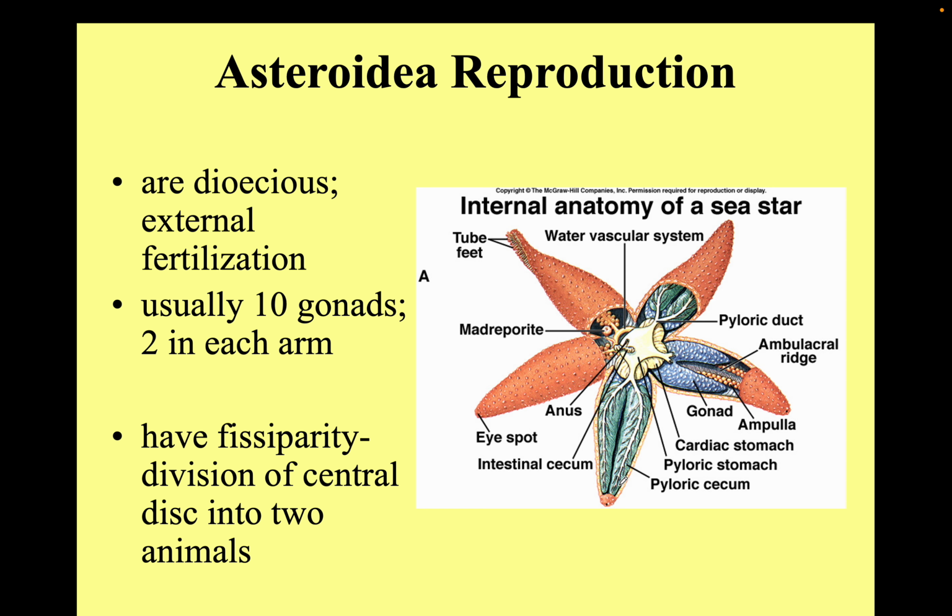Usually, starfishes have 10 gonads. There are two in each arm. So here you can see the gonadal tissue producing the gametes. Okay. They demonstrate fissiparity, division of the central disc into two animals.